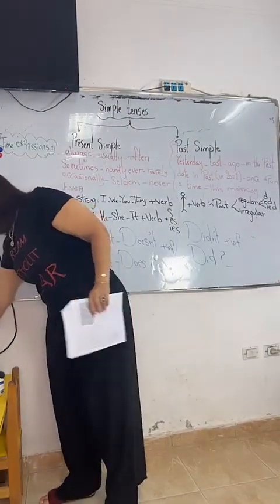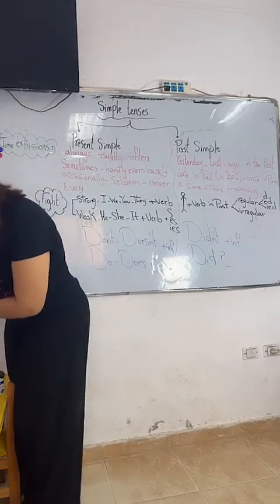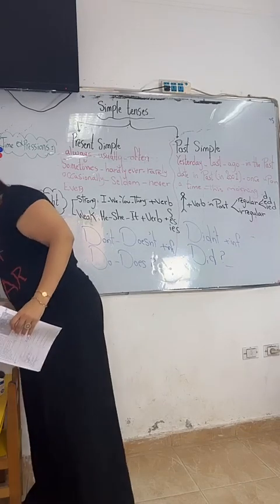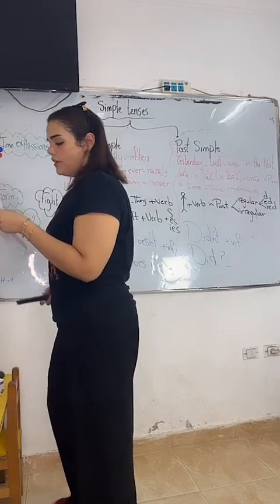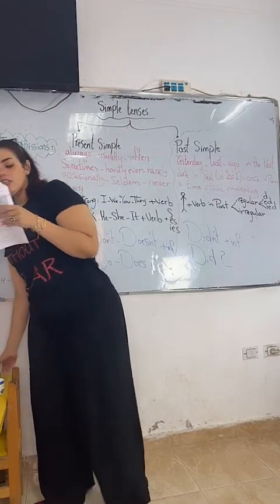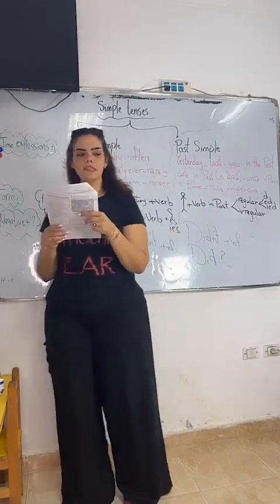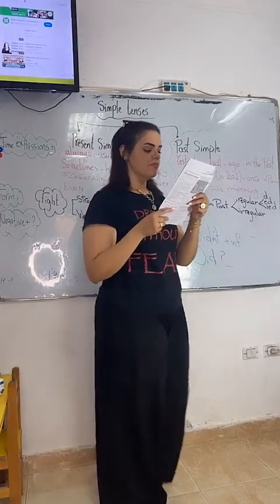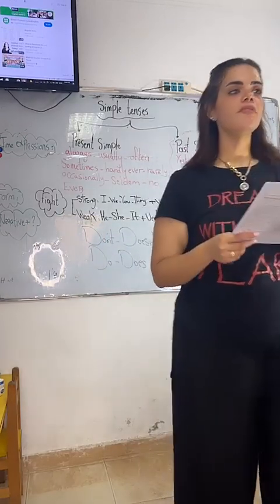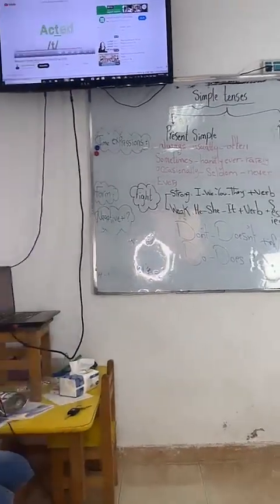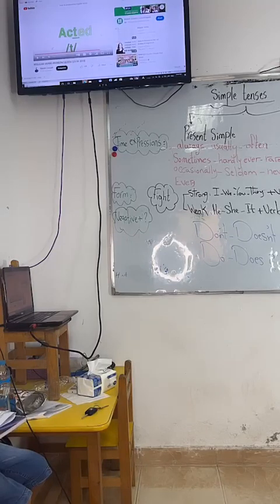Number nine opens with S because the restaurant is only one. Number nine, I said. Number nine opens. Joe works. Number 10 works with S. Number 10 works 7 days a week and he finishes. Great job. We add ES to the verb finish because it ends with SH. He finishes late every day.